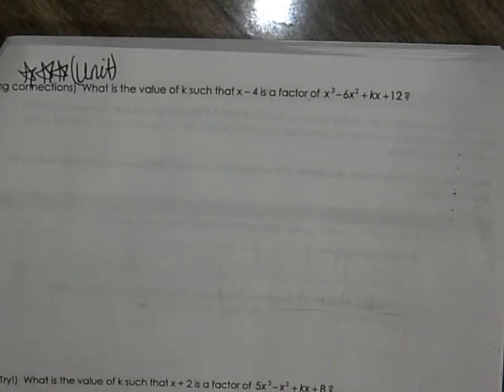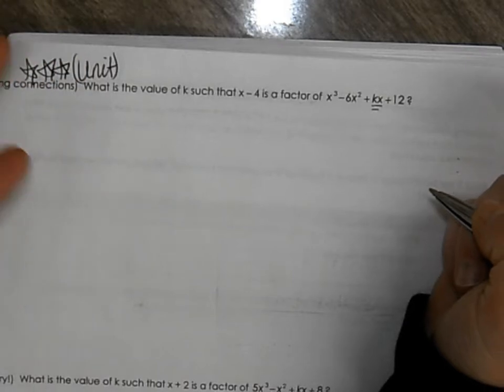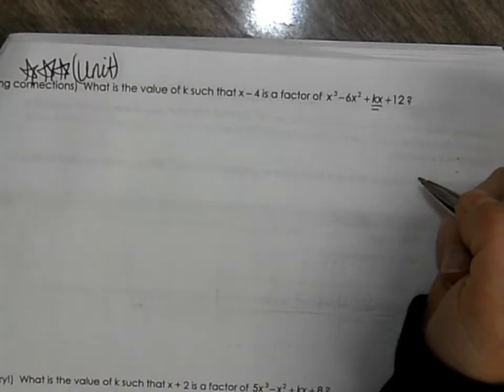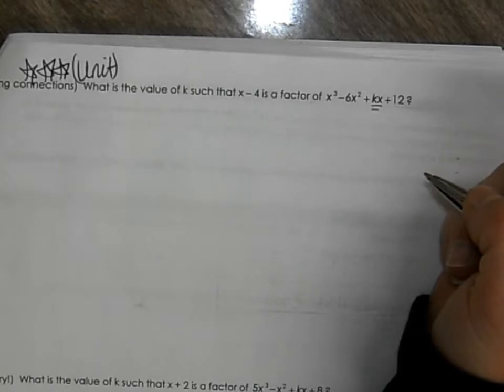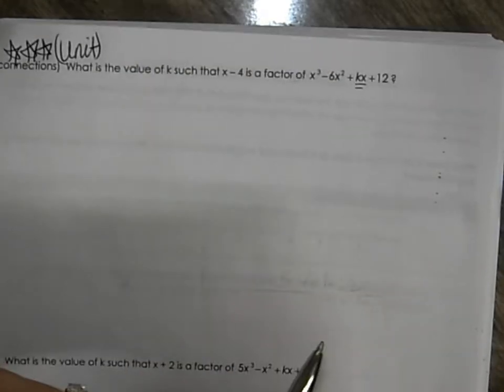This is making connections, and the question says, what is the value of k such that x minus 4 is a factor of x cubed minus 6x squared plus kx plus 12? So we have to identify that k value. Instead of this appearing to be a really intimidating question, I want you to do synthetic division just like you normally would, but just know you'll be working with variables.